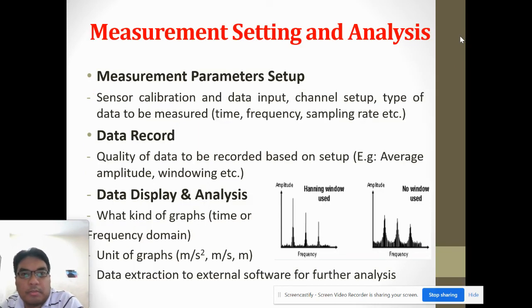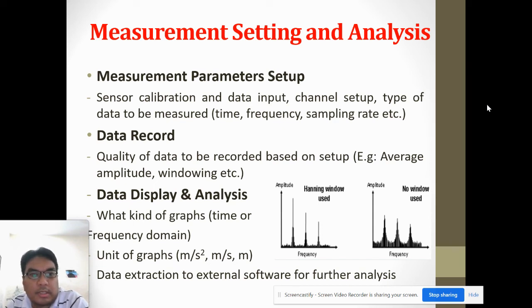The next one is on the measurement setting and analysis. I will explain this in more detail in the next video, on the demonstration, so that you can clearly observe what kind of equipment we use. But this is typically a step that you need to go through before you get the data. The first one is the measurement parameter setup.